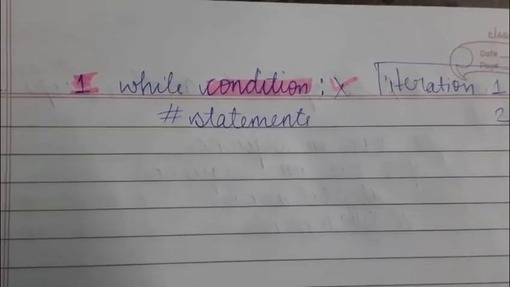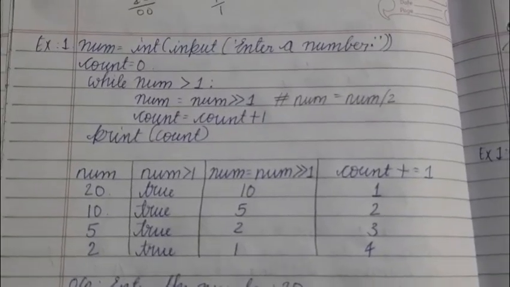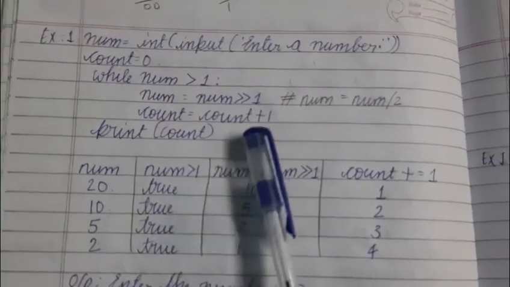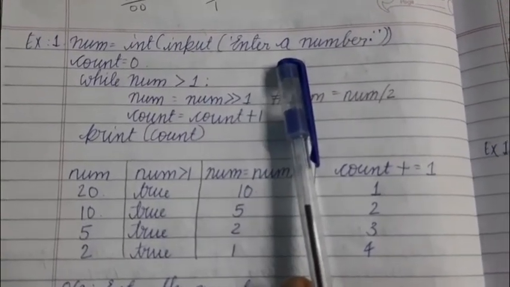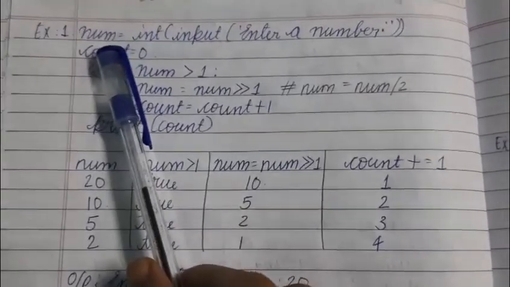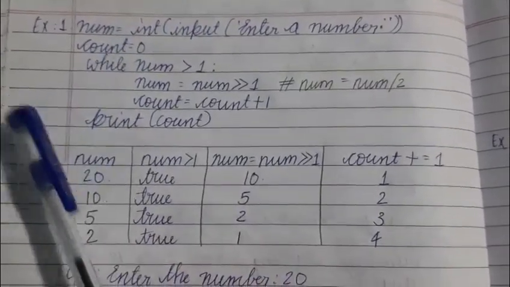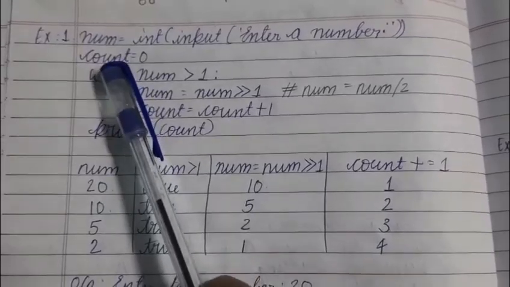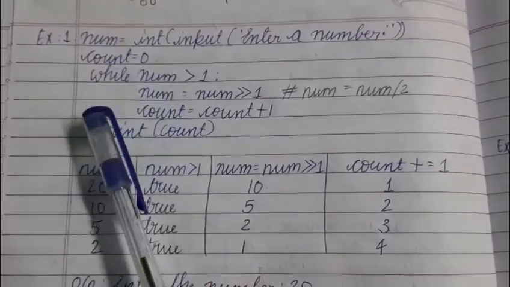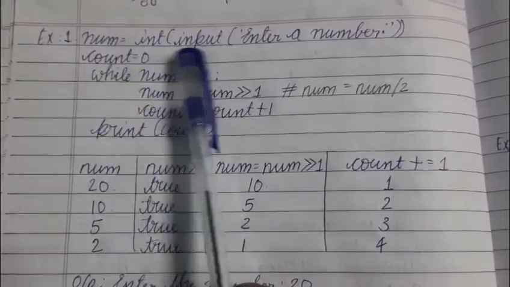Now see an example program. Here first we ask the user to enter a number, and that is stored in the variable num. Let's suppose it was 20. Then we set the variable count equal to 0. And now we have this while loop here.